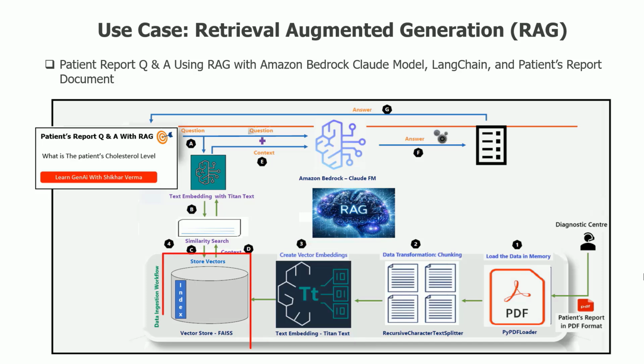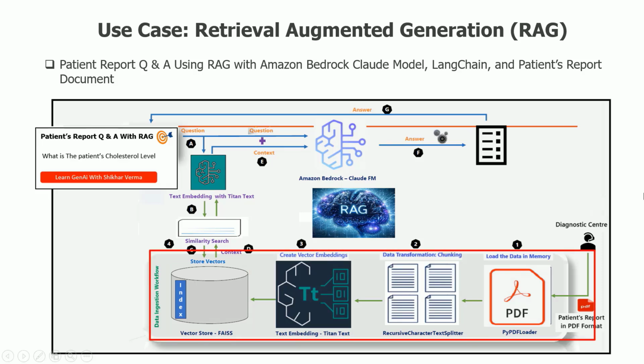Now what is step number 4? In step number 4, we are going to store the embeddings in a vector store. For that, we are going to use a tool that is FAISS, the Facebook AI Similarity Search. In step number 4, the generated vectors are indexed and stored in a vector database, and to perform this, we are going to use the tool FAISS. So these 4 steps are very important to store the patient reports into the vector store database.